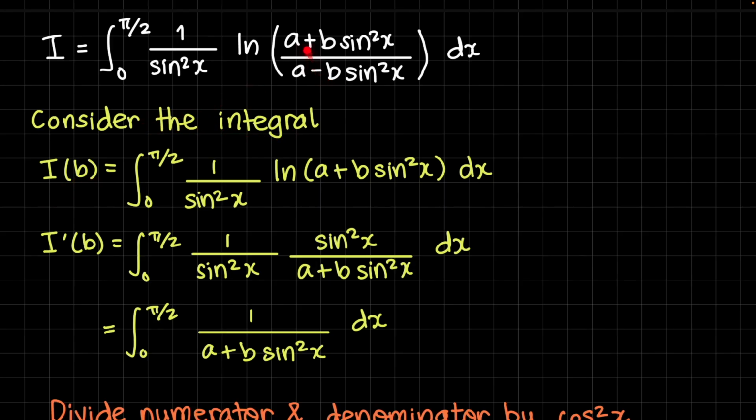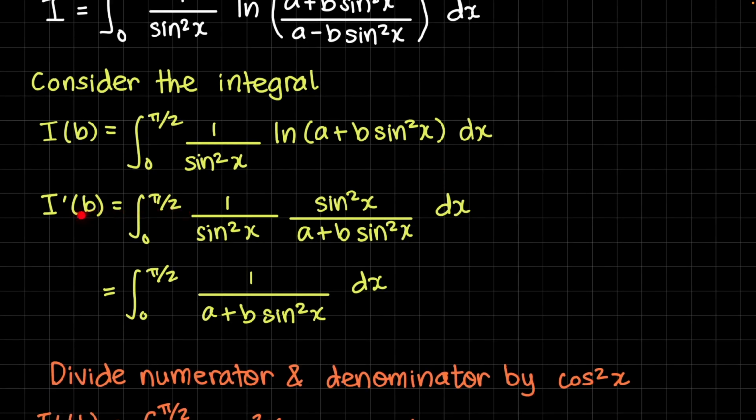So we're parameterizing b, but instead of considering a ratio in the arguments, we'll have the integral from 0 to pi over 2 of 1 over sine squared x times ln of a plus b sine squared x dx. And just considering this will be enough, as we will see by the end of this video.